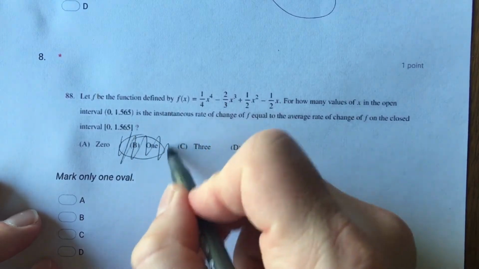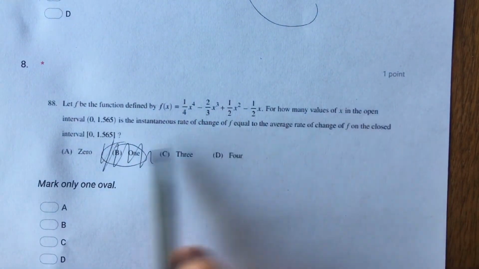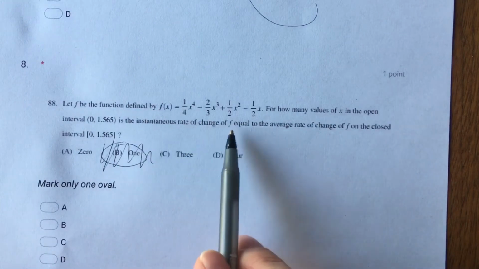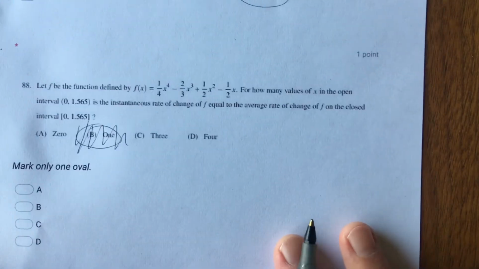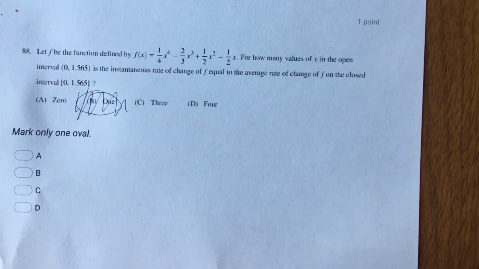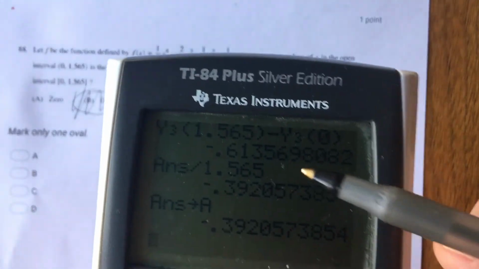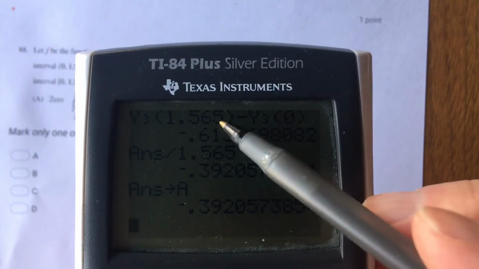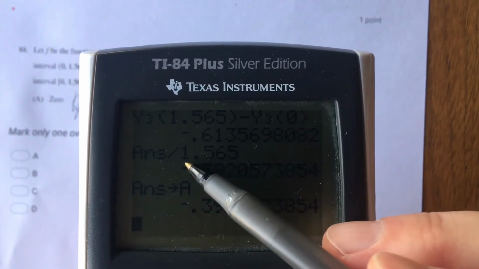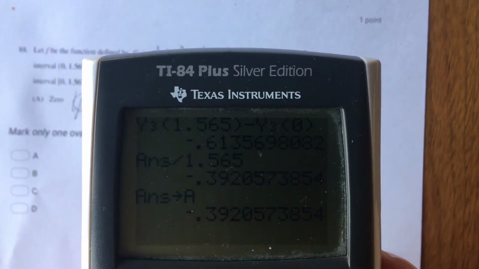Okay. This is the one that I messed up on the first time I went through this video. It gave us a function. It says how many times is the instantaneous rate of change equal to the average rate of change. I didn't see rate of change. I did average value, like a goofball. So secondly, I went ahead and found the average rate of change. I did y of 1.565 minus y of 0, divided by 1.565. That gave me negative 0.392.